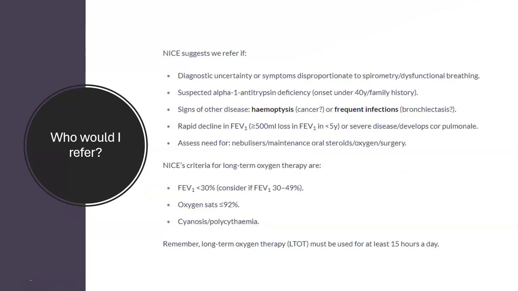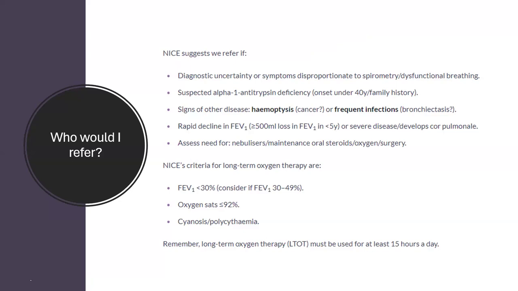So when do you refer to secondary care? This is when you're not sure. Is this COPD? Is this asthma? Is this not COPD, especially if they're young? If they're under 40 and they're displaying signs of COPD, or the spirometry says they have COPD, then you need to consider other diagnoses. If there are other signs, like blood in the sputum or very frequent infections, you're considering other diagnoses. This is where I think I will need the respiratory team, so I will be referring them into secondary care.